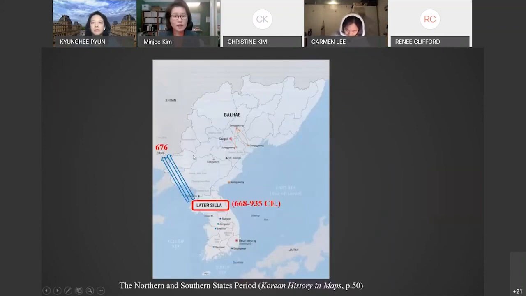And then 8 years later, Silla unified the three kingdoms, although the territory was limited to the south part, and Silla finally expelled Tang's force out of the peninsula in 676. And then, as I said, the northern territory of Goguryeo was not achieved by Silla's unification. So 30 years later, Balhae was established in the old territory of Goguryeo, and it lasted until the early 10th century. Both countries lasted until the late 10th century. So that formed the northern and southern states period.